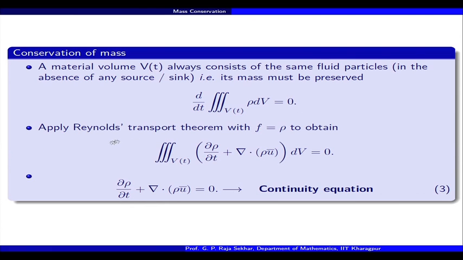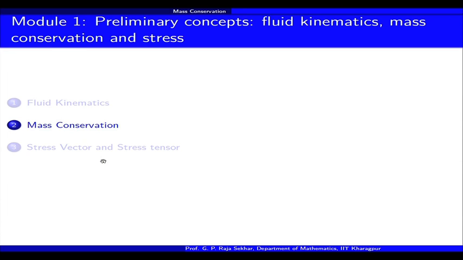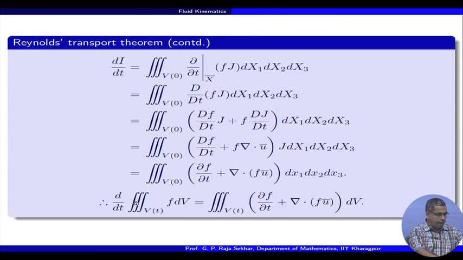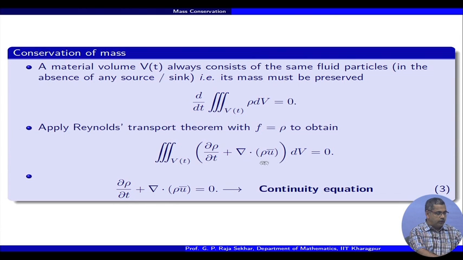Now, apply the Reynolds transport theorem with f equals to the density. If you take f equals to rho, then this will be the mass, and if the total mass is conserved, d by dt of this is 0, and correspondingly with f as rho, we get the following. You can see this holds for any arbitrary volume element. Therefore, the integrand is 0, which is called the equation of continuity, a fundamental equation.